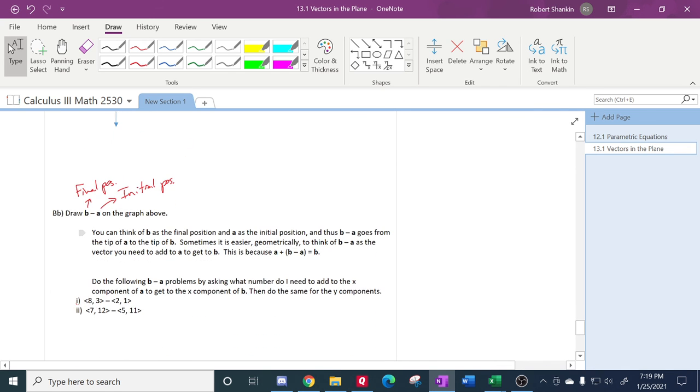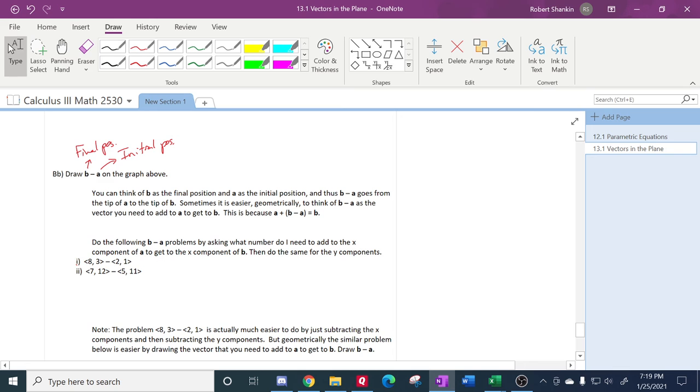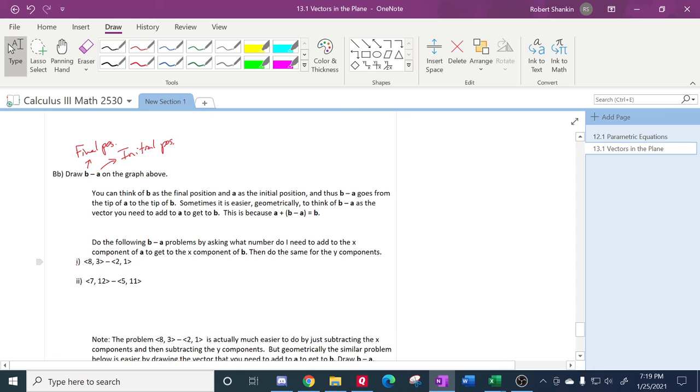All right. So do the following B minus A problems by asking, what number do I need to add to the x component of A to get to the x component of B? And then do the same for the y components. You're going to get the same answer that you'd get before, but it's just thinking of it slightly differently. So let me give you 30 seconds to get your answers for 1 and 2.